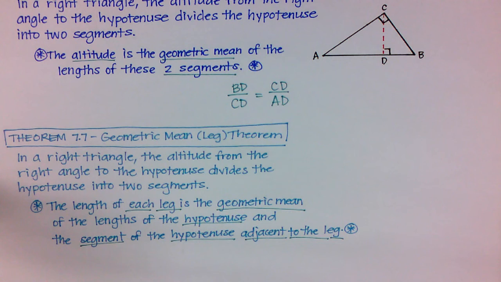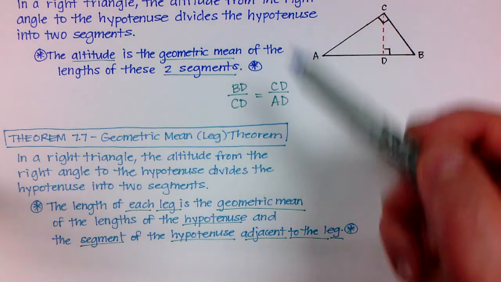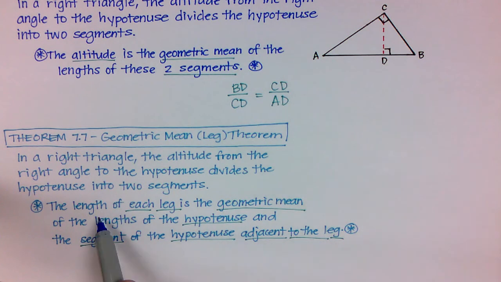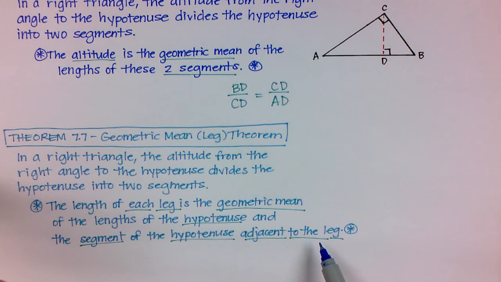And what it says is, it's the geometric mean leg theorem. In a right triangle, the altitude from the right angle to the hypotenuse divides the hypotenuse into two segments. So same thing that was stated in the theorem above, but now it's saying that the length of each leg is the geometric mean of the lengths of the hypotenuse and the segment of the hypotenuse adjacent to that leg. Okay, so let's just start with one of the legs.